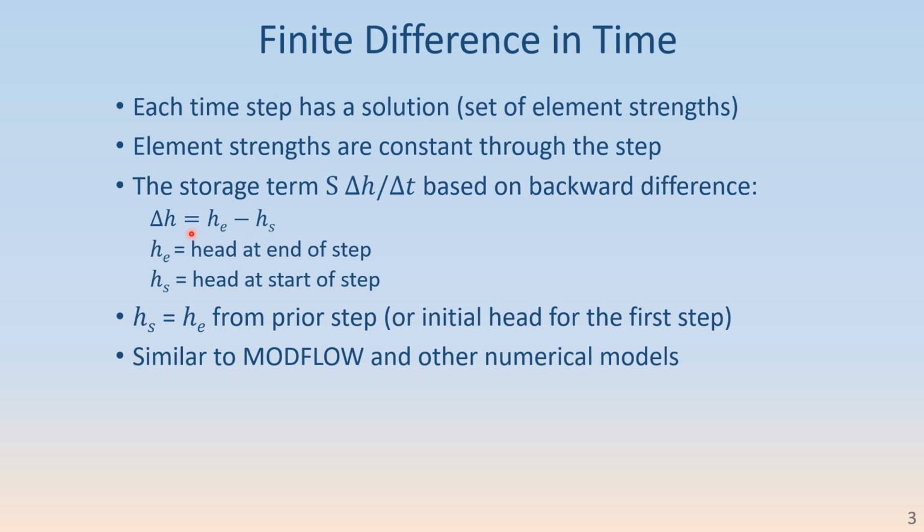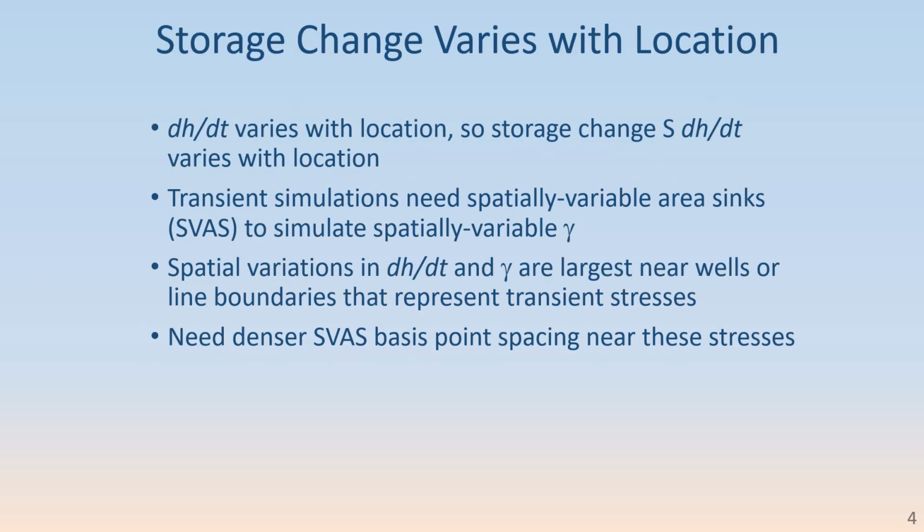And when you step forward in time, you can always use the head from the previous time step, from the end of the previous time step. There is a problem at the very beginning, though, because you need an initial head for the start of the first time step, and we'll talk about where that comes from in a minute. The storage flux varies with location, and that means we need to use spatially variable area sinks, like we've talked about in the prior video.